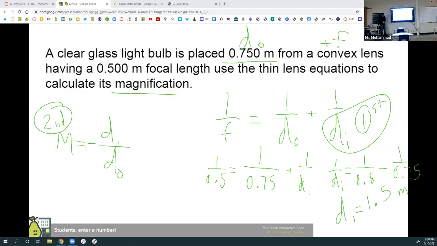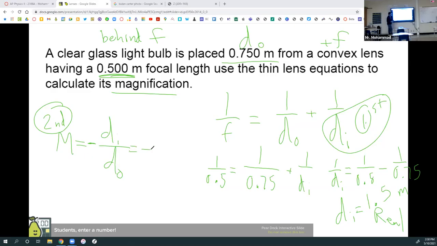So I got the distance of the image as 1.5 meters. And the reason that makes sense, so this is saying it's a real image. And the reason that makes sense is because this object is behind the focal point. So it's further away because the focal point was 0.5. So it makes sense that you have a real image.